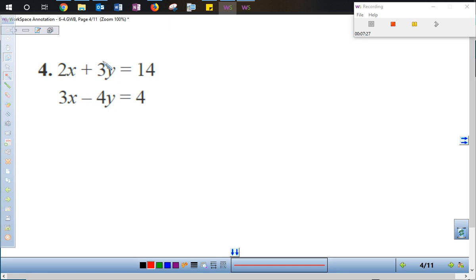Now I need to think what the least common multiple of 3 and 4 is, and I can easily do that by multiplying them together. 3 times 4 is 12.